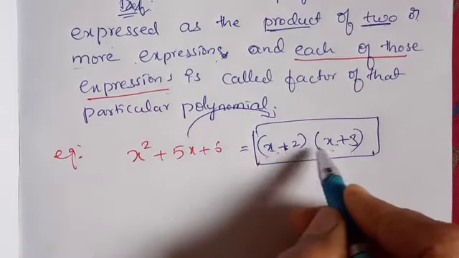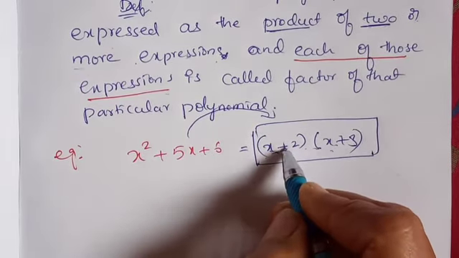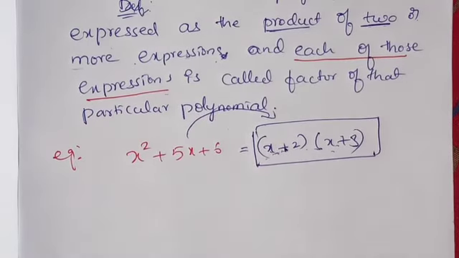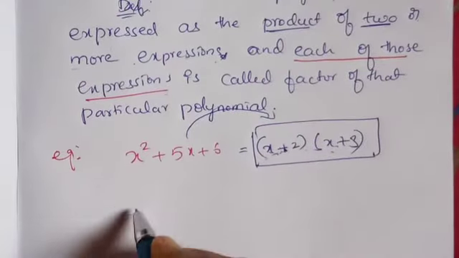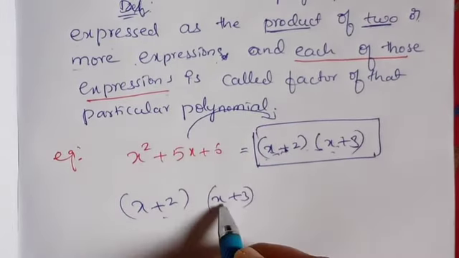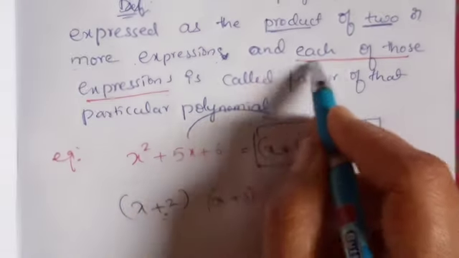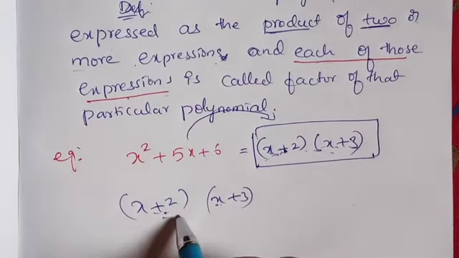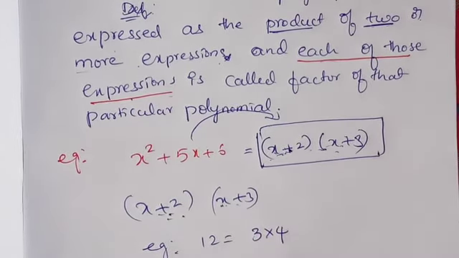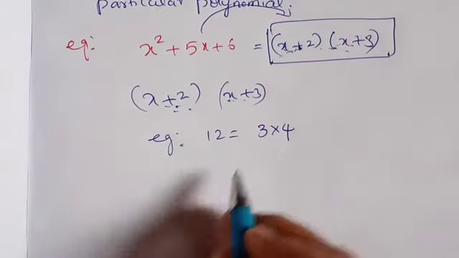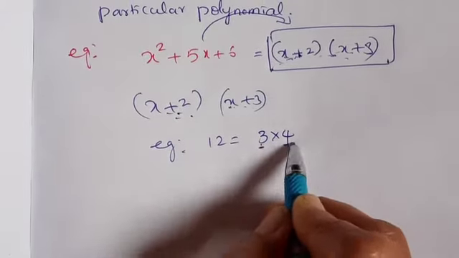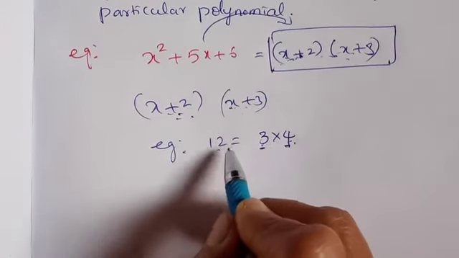What is factor? When we split it into two roots. Okay, we will keep aside the root. We will talk about the expression. Product of two or more expressions. This x plus 2 is an expression, x plus 3 is an expression. Okay, these are the product of two expressions. Each of these expressions is called a factor. Like an example, 12 is equal to 3 into 4. Yes, children, 12 is equal to 3 into 4. So these are called factors. Correct? This is a factor, this is a factor. 3 is a factor of 12, 4 is a factor of 12.